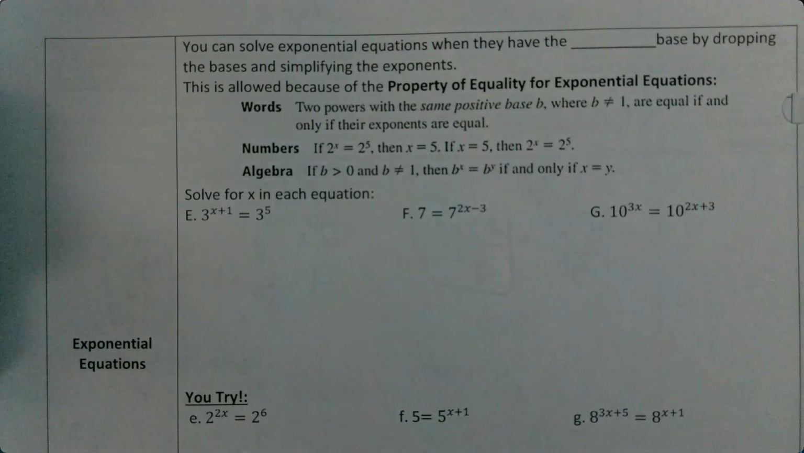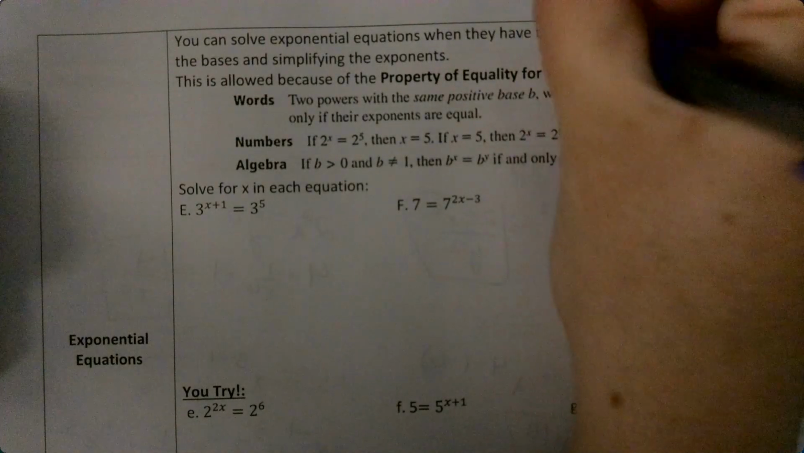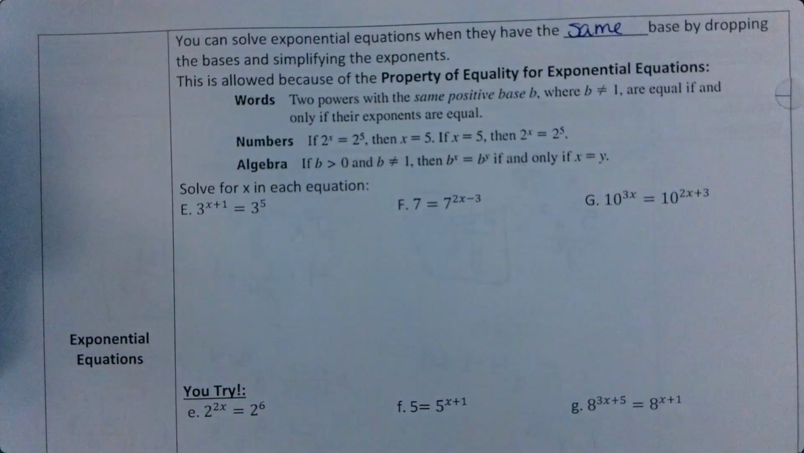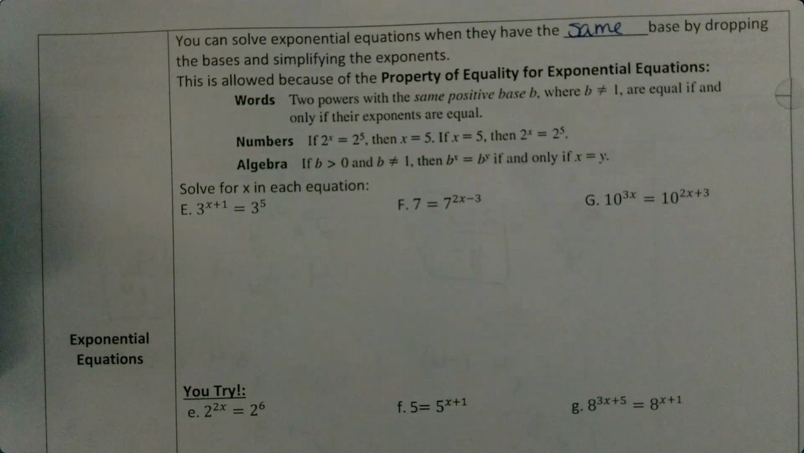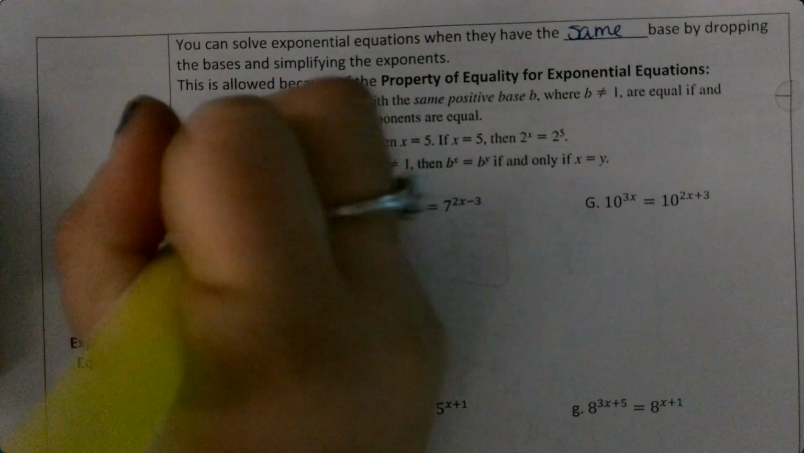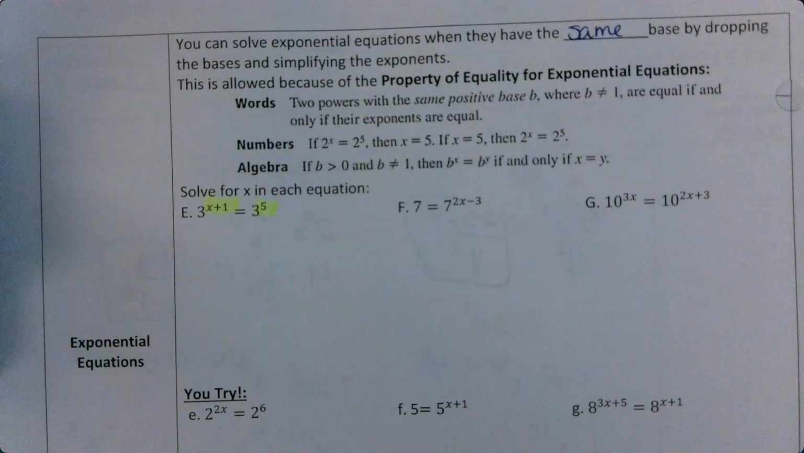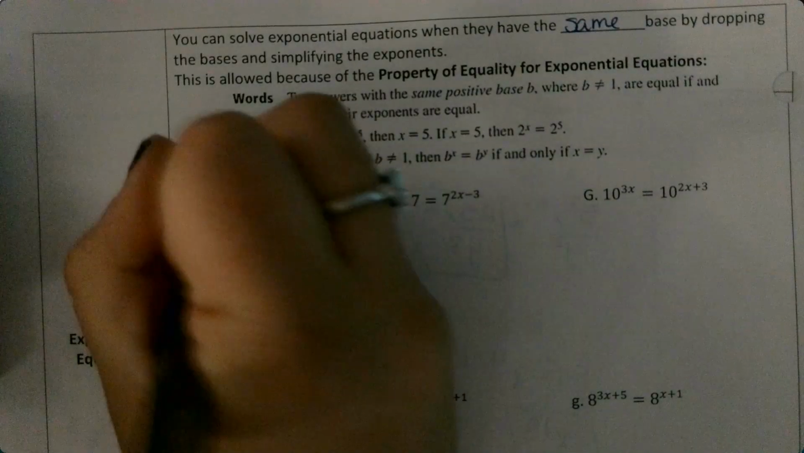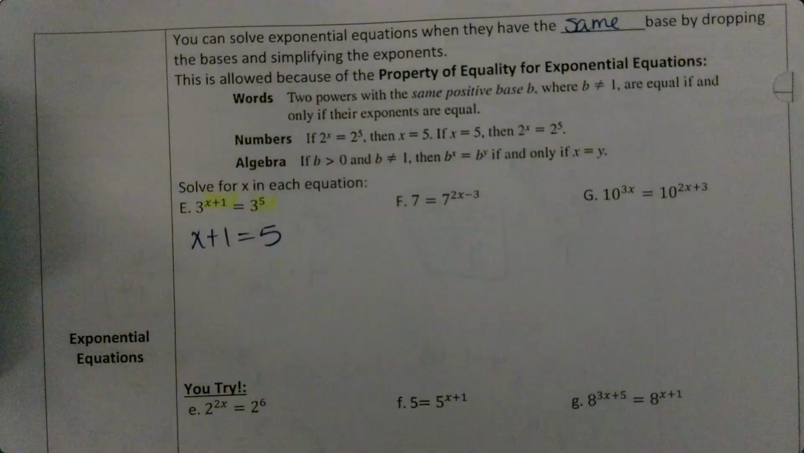So on the backside, we have that we can solve exponential equations when they have the same base by dropping the bases and simplifying the exponents. So basically, if I have two things with the same base, they set their exponents equal to each other and solve. So if I take a look at e, they both have a base of 3. So what I can do is I can take those exponents and set them equal to each other. So I can have x plus 1 equals 5.